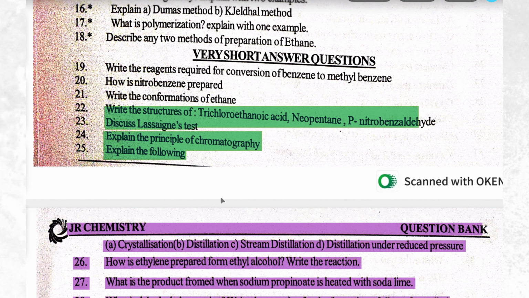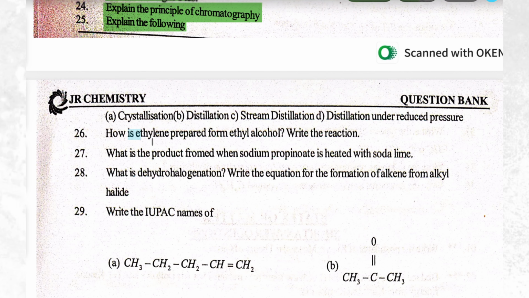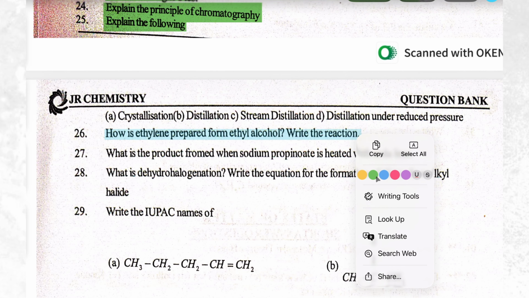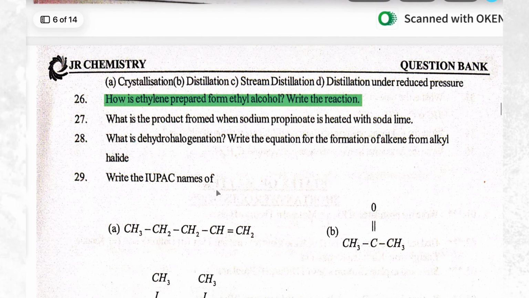And following: explain the following means sometimes they are asking it as an SAQ. Crystallization, distillation, steam distillation, and distillation under reduced pressure, like this. And one more, you can see this is also important for us. How is ethylene prepared from ethyl alcohol, right? On dehydration of alcohol, we will get this one. So that is the next one. This is not much important, and this is also not much important.